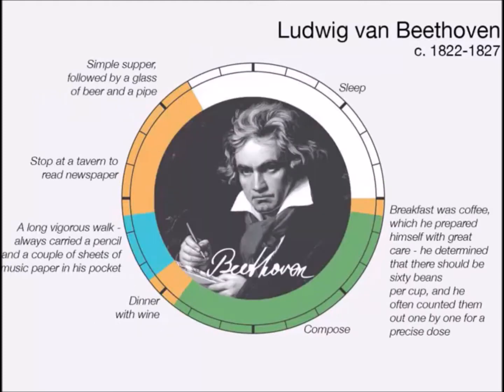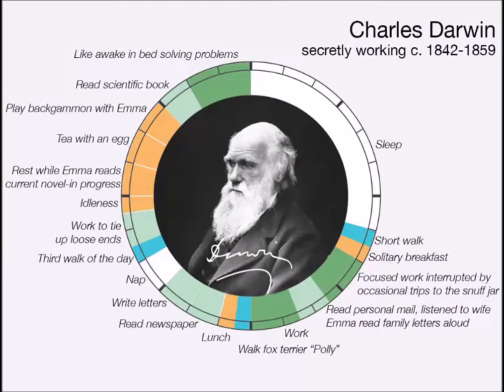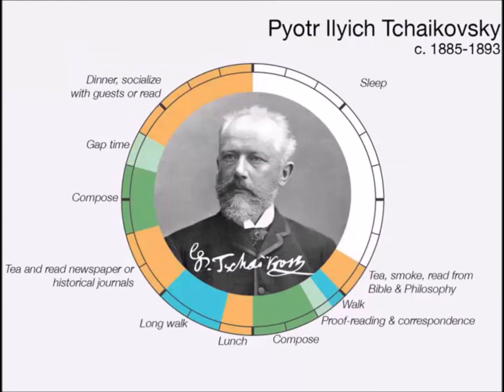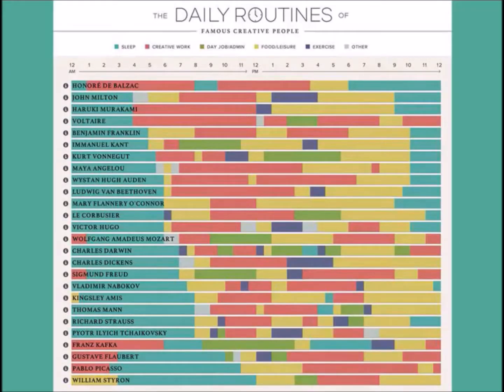This is Beethoven's daily schedule. And Darwin's, a bit more varied than Angelou's or Beethoven's. Tchaikovsky's. And an overview of all of the daily routines of famous creative people that this artist created.